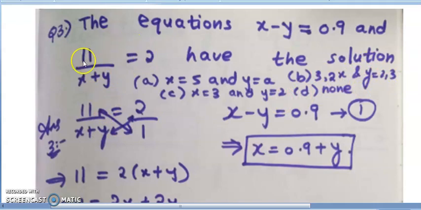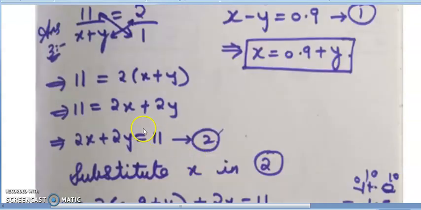So here if you observe, the second equation is not in standard form. We are having 11 by x plus y is equal to 2. So we have to make it in standard form. So 11 by x plus y is equal to 2 can be written as 2 by 1. Cross multiply: 11 into 1 is 11, and 2 multiplies both x as well as y. So 2 into open bracket x plus y close bracket. So 11 is equal to 2 into x is 2x, 2 into y is 2y. So on rearranging I'll get 2x plus 2y is equal to 11.